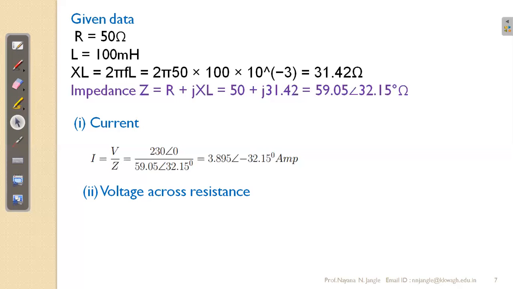Second parameter is voltage across resistance, VR. VR is equal to I into R according to Ohm's law. So I is 3.895 at an angle minus 32.15 and resistance is 50 ohm. After calculating this, we get the voltage across resistance 194.75 at an angle minus 32.15 degree volts.